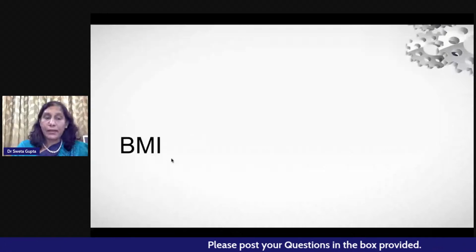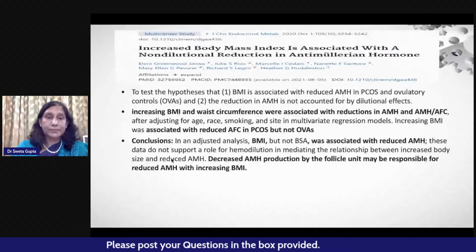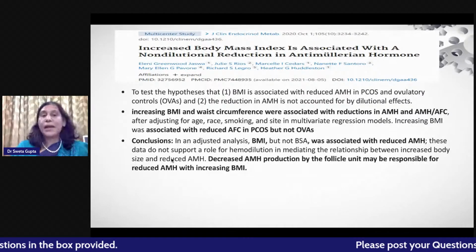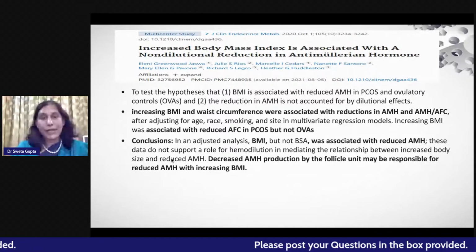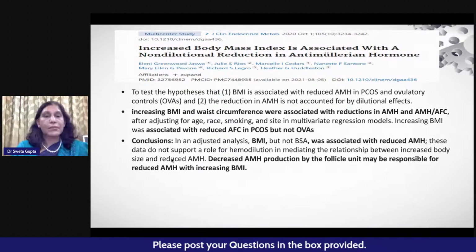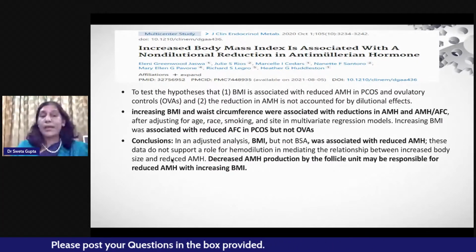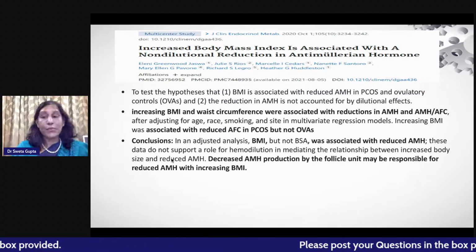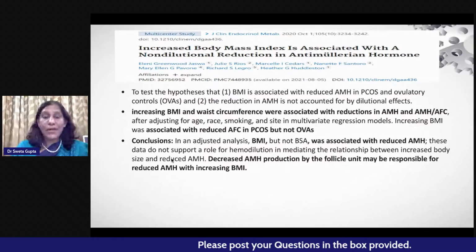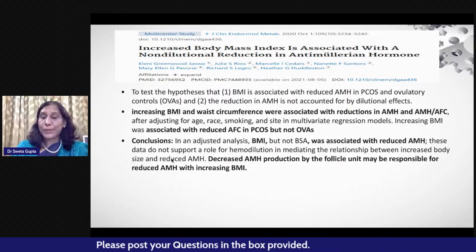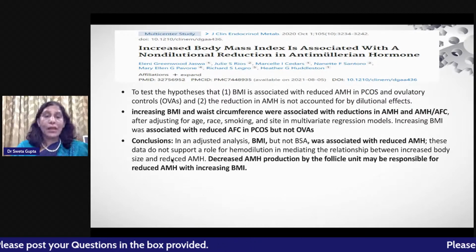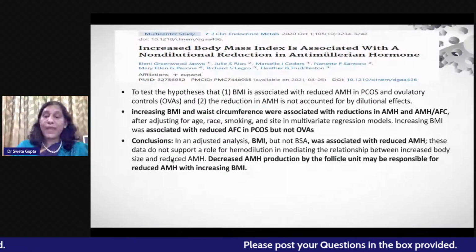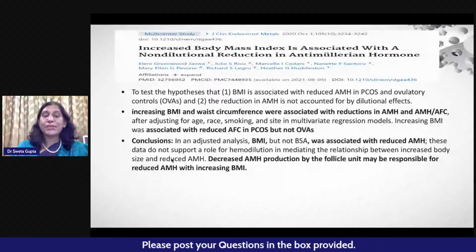Now let's look into the BMI. Does this affect the AMH? Increased body mass index is associated with a non-dilutional reduction in anti-Mullerian hormone. This study showed that increasing BMI and waist circumference were associated with a reduction in AMH and the AMH to AFC ratio. What they concluded was that BMI was associated with reduced AMH, and the decreased AMH production by the follicle unit may be responsible for reduced AMH with increasing BMI.